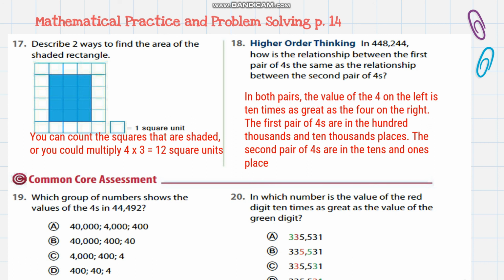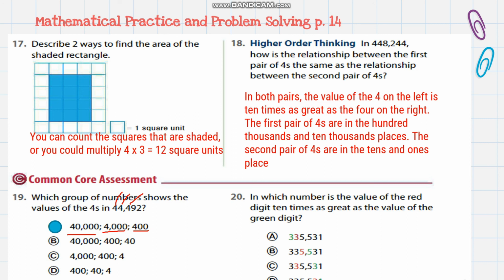Which group of numbers shows the values of 4s in 44,492? So the answer is letter A, because the first 4 is in the 10,000s place. So 4 multiplied by 10,000 is 40,000. And the second 4 is in the thousands place. So 4 multiplied by 1,000 is 4,000. And the other 4 is in the hundreds place. So 4 multiplied by 100 is equivalent to 400. So those are the values of the 4s.